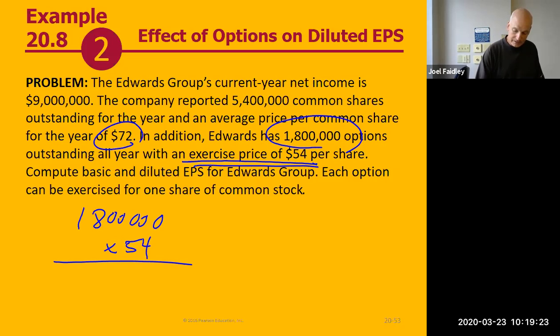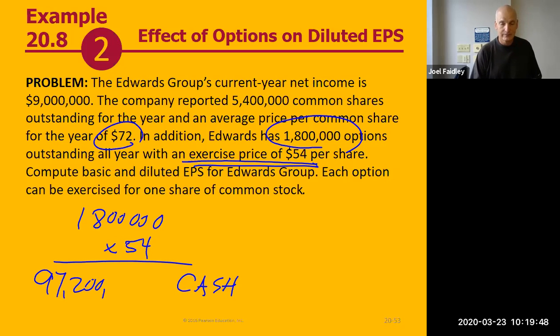But the exercise price is 54. This is the amount of cash that's coming in. $1.8 million times $54. So I'm going to get 97 million. And this isn't what was exercised. This, because if they were exercised, it'd already be in your common shares outstanding. This is what if all of these options were exercised.